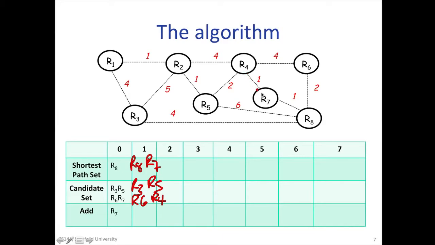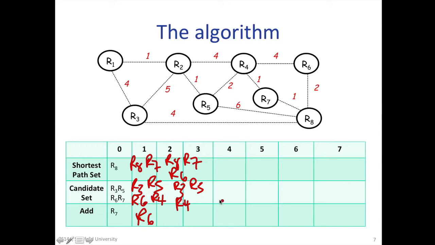That could either be R4, which has a cost of 2, or it can be R6, and I'm just going to arbitrarily pick R6. So now my shortest path set is going to be R8, R7, and I'm running out of space here, but that doesn't matter. Add R6. And my candidate set is going to be R3, R5. I've used R6, so it'll have R4 in it. And because I've added R6, I'm adding no more routers in now to my candidate set, so that's going to stay at the same thing.